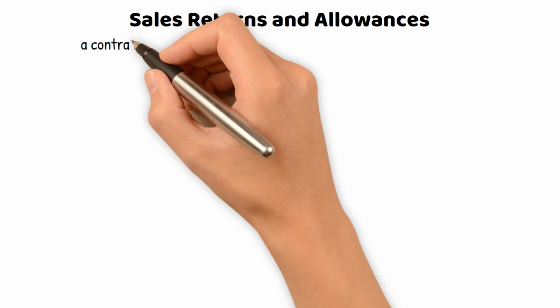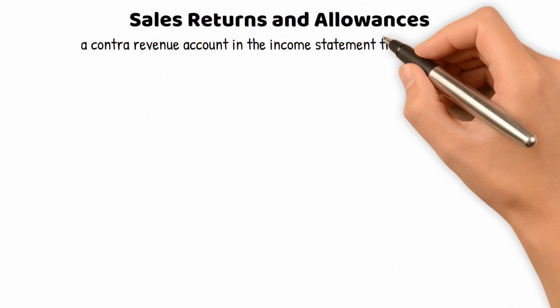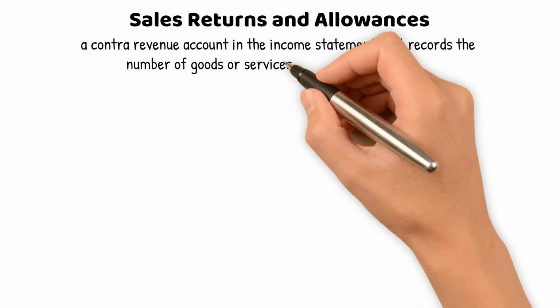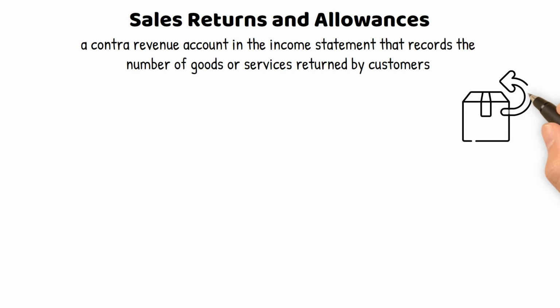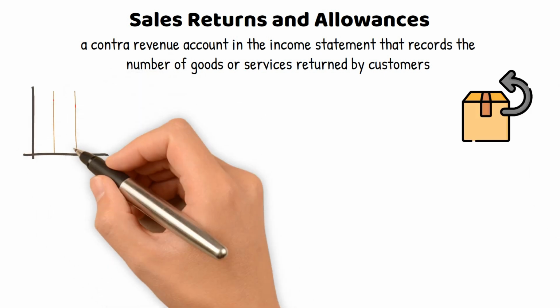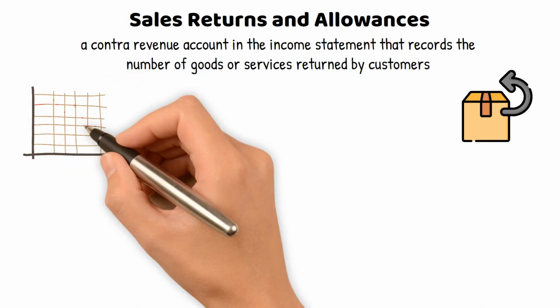Sales returns and allowances. Sales returns and allowances is a contra-revenue account in the income statement that records the amount of goods or services returned by customers or for which customers have been granted allowances. It represents a reduction in sales revenue and is reported as a separate line item on the income statement.